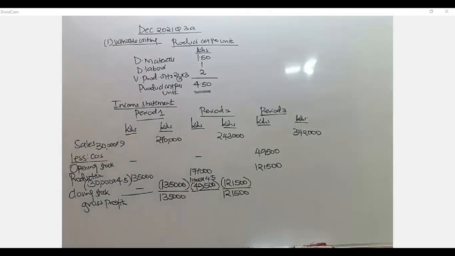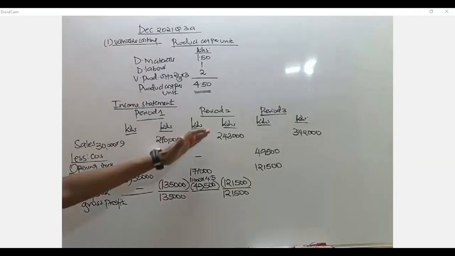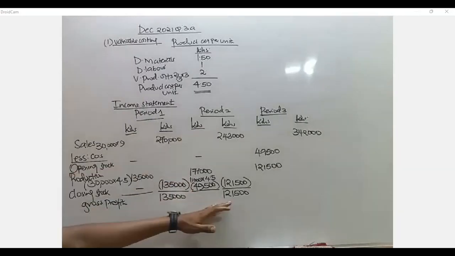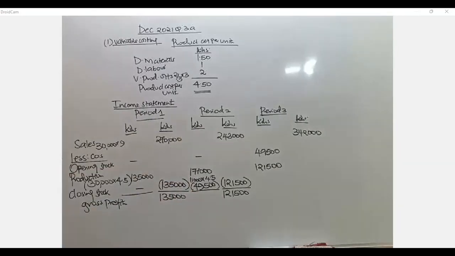49,500, right? Then when you look at the differences, calculating under period 2, we calculate the cost of sales. You just take 171,000 minus 49,500, getting 121,500. So the difference between 243 and 121,500, you get 121,500. Now let us go to the third period, which is our last.